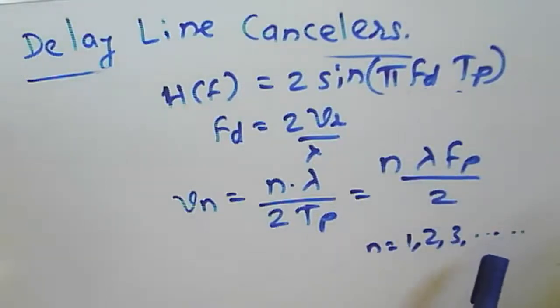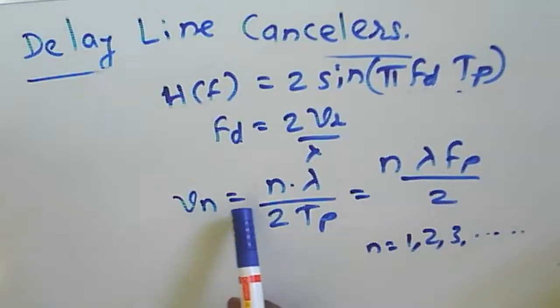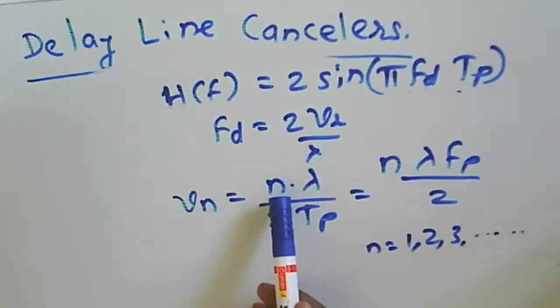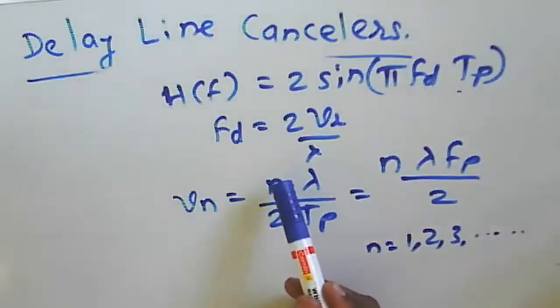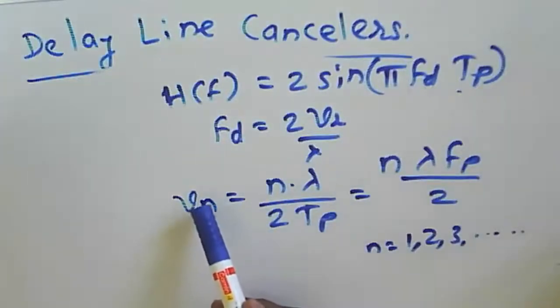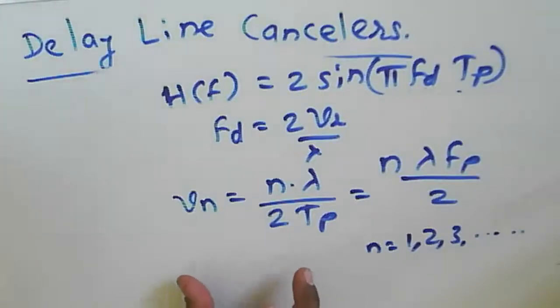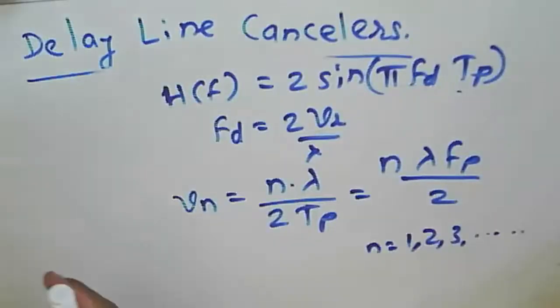The first blind speed occurs when n is equal to 1, so we get V1. Similarly, we can find multiple blind speeds at multiple values of n. This occurs when f d is equal to fp.